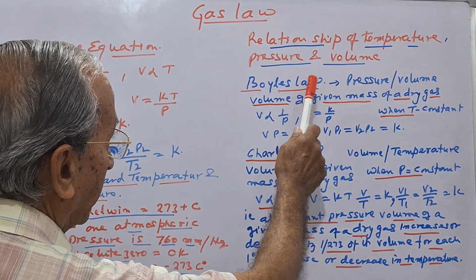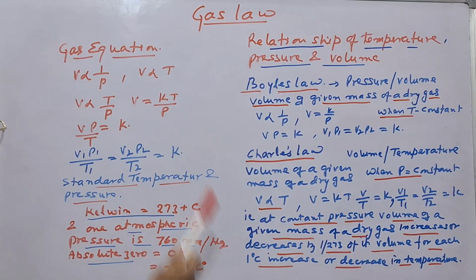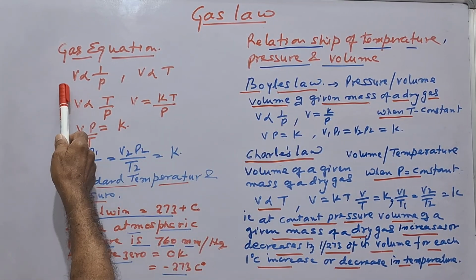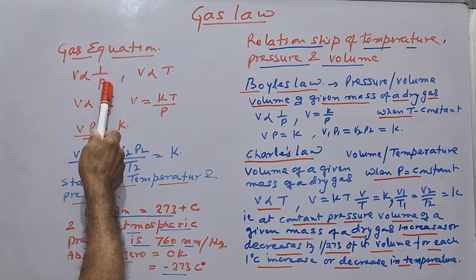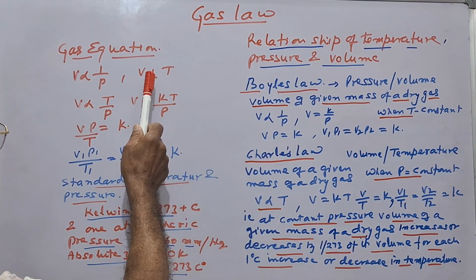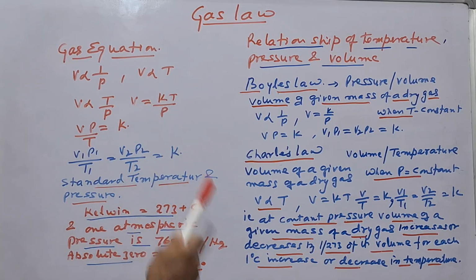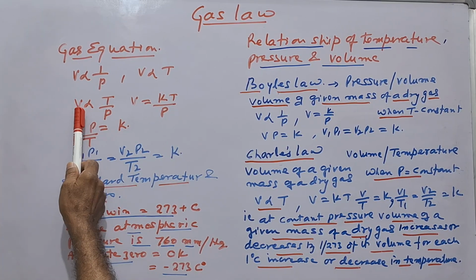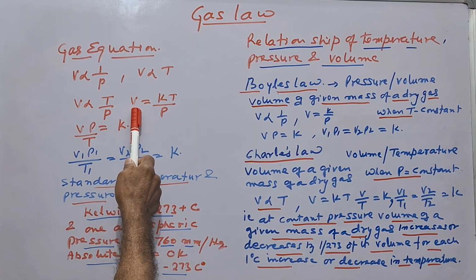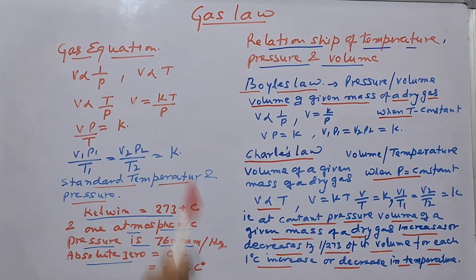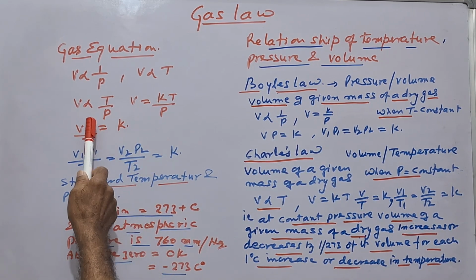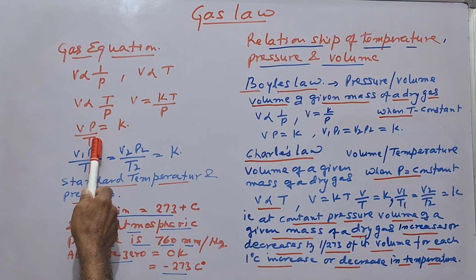Now, if we add up Boyle's law and Charles law, see here. As per Boyle's law, V is proportional to 1 upon P, and as per Charles law, V is directly proportional to T, then we can say that V is directly proportional to T upon P, or V is equal to K constant T upon P, or it can be written in the form V into P upon T is a constant.